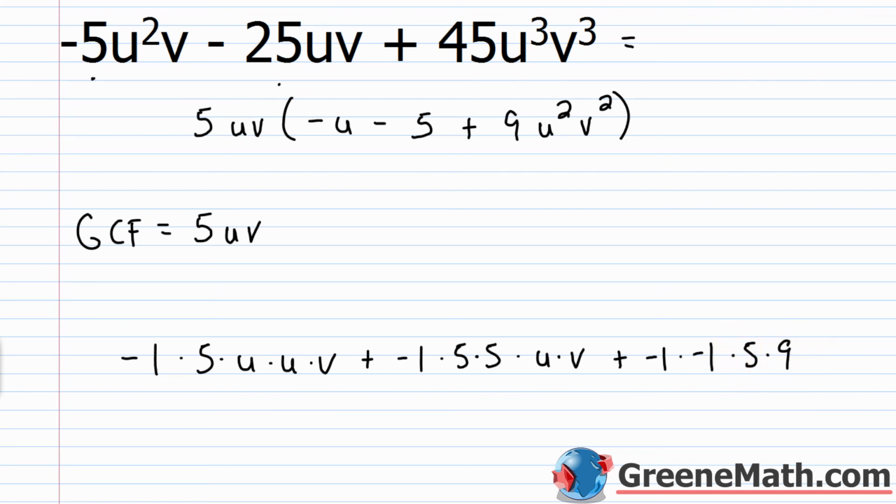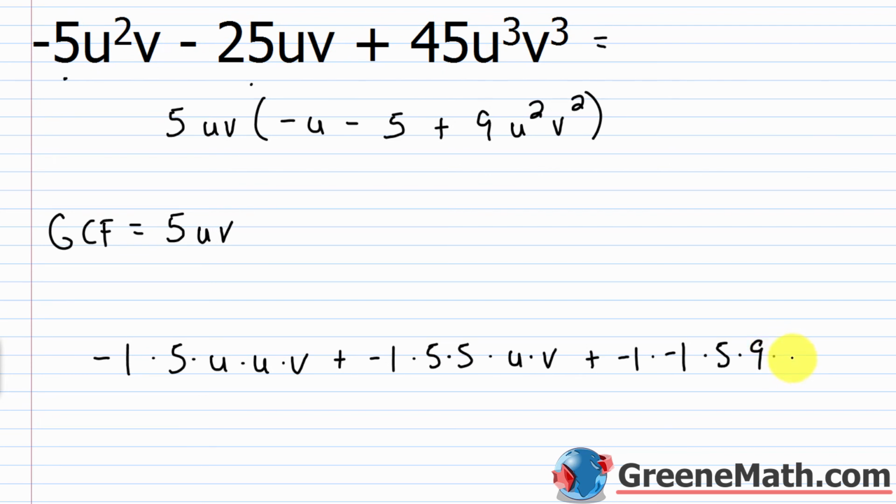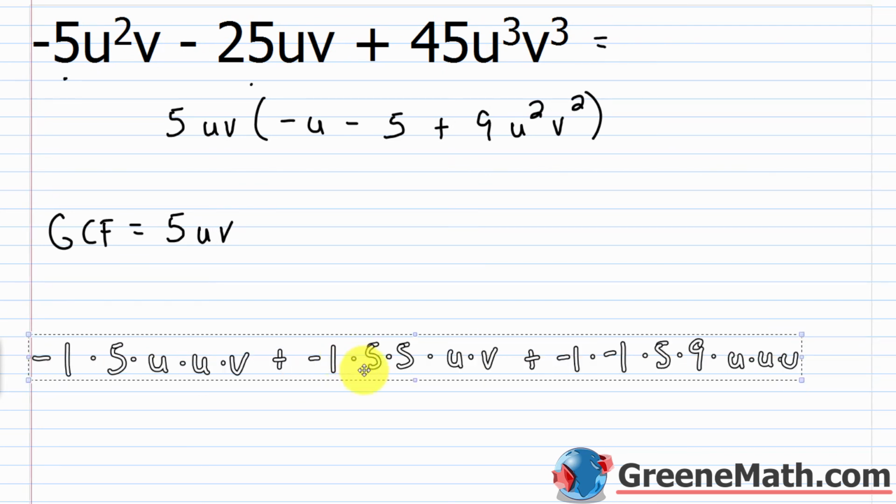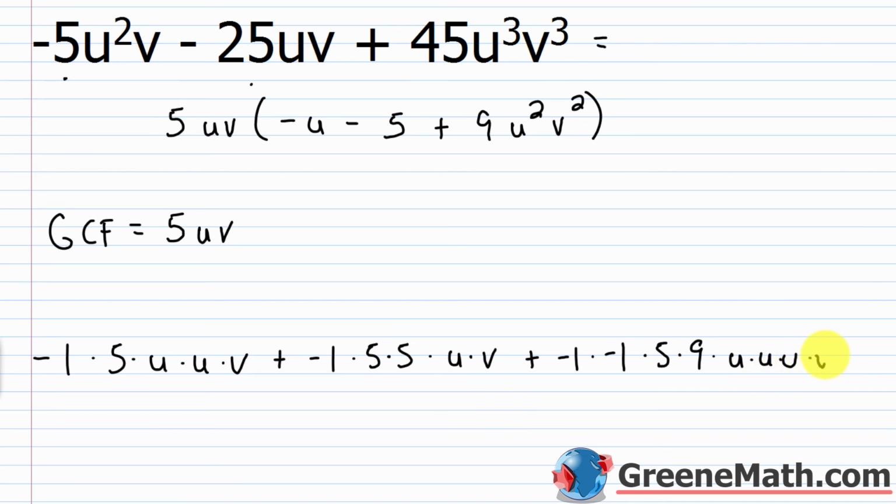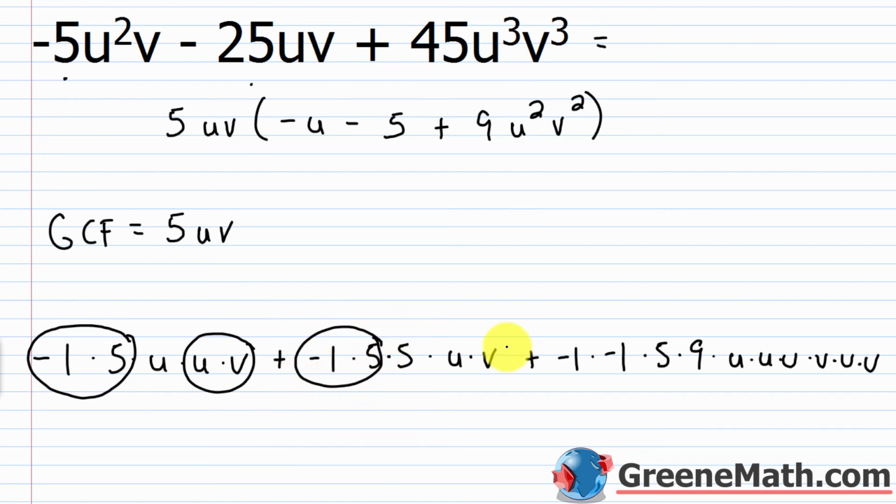And then I need a little bit more room. So times u times u times u. Let me move this over a little bit. And then times v times v times v. Okay. So if I look at the negative of the GCF, that's negative 5. And then for the variable part, it's uv. So I'm going to circle that in each case. Negative 5 uv.